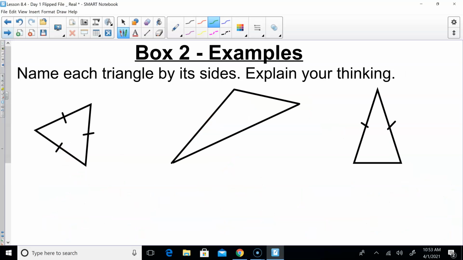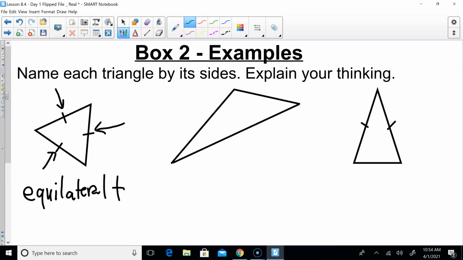And just like we talked about earlier, not only can we identify the angles, we can also take a look at the sides. Right now, we're just going to focus in on the sides. And here are the tick marks I'm referring to. These little things right here tell us that these sides are equal, which would tell me this would be an equilateral triangle. And the reason is because it has 3 equal sides.